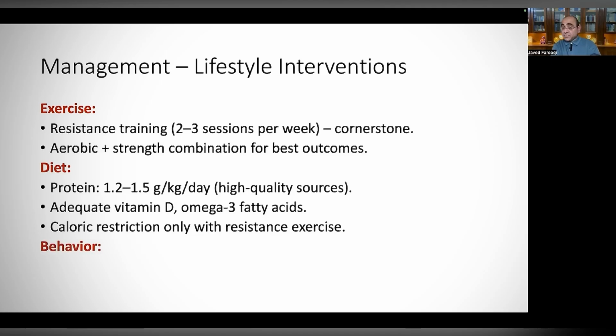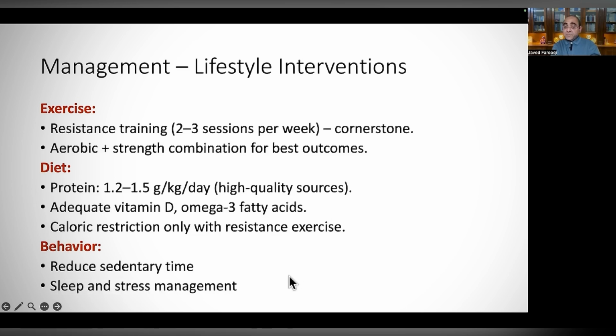Then behavior, this is again very important. Reduce sedentary time. Sleep and stress management are very, very important.